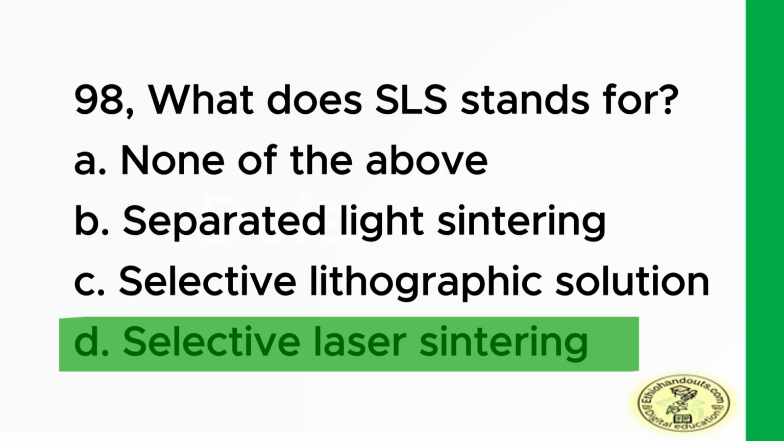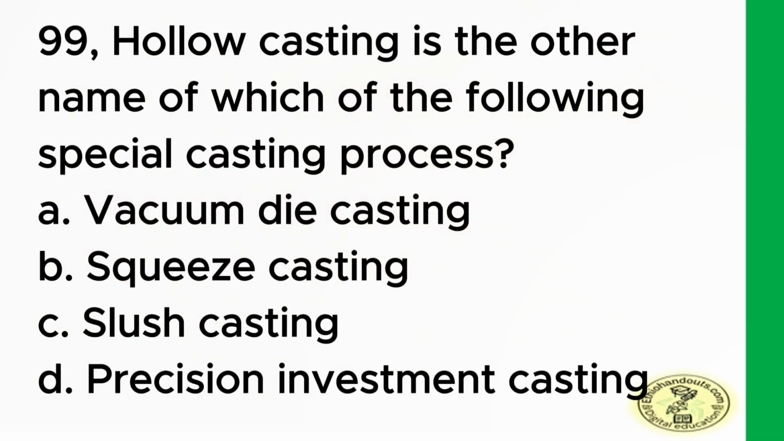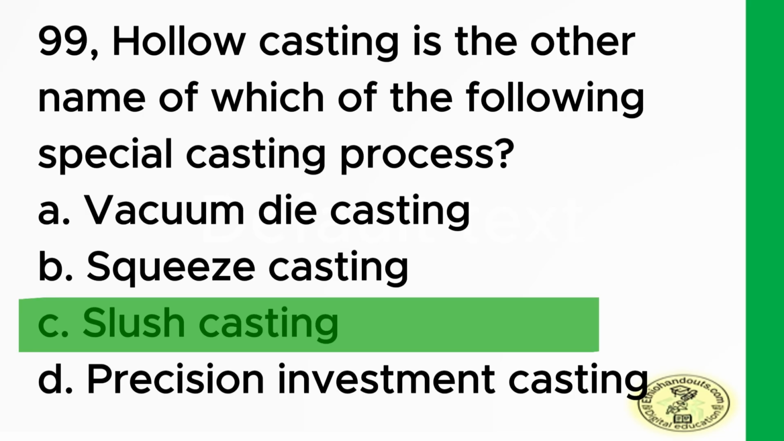The correct answer is D. Selective laser sintering. 99. Hollow casting is the other name of which of the following special casting processes? A. Vacuum die casting, B. Squeeze casting, C. Slush casting, D. Precision investment casting.